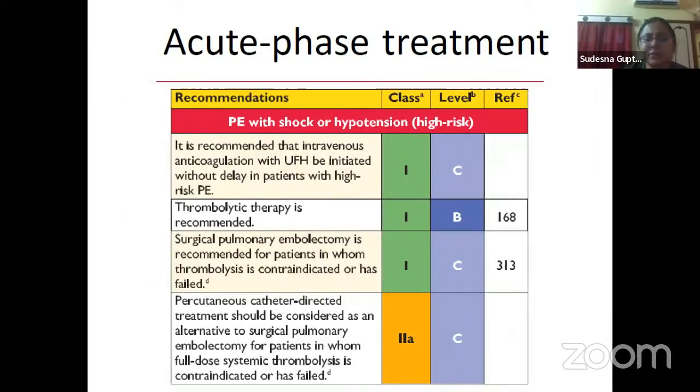Looking at the summary of the treatment recommendations, these are the class 1 recommendations, taken from the ESC guidelines and the CHEST guidelines. Intravenous anticoagulation with unfractionated heparin should be initiated without delay in patients with high-risk PE. Thrombolytic therapy is recommended. Surgical pulmonary embolectomy is recommended for patients in whom thrombolysis is contraindicated or has failed. We have just discussed them.